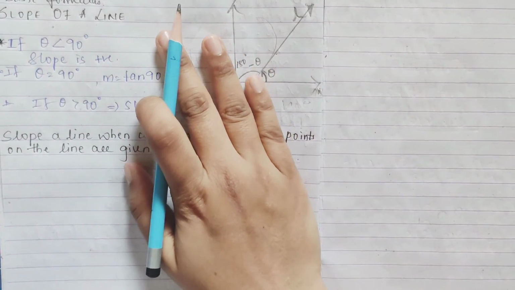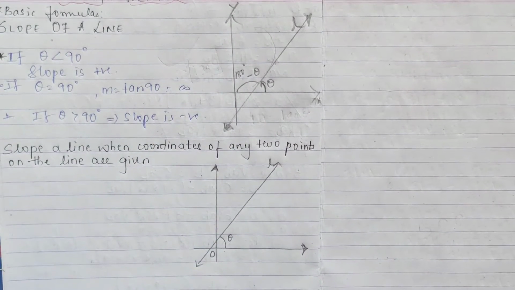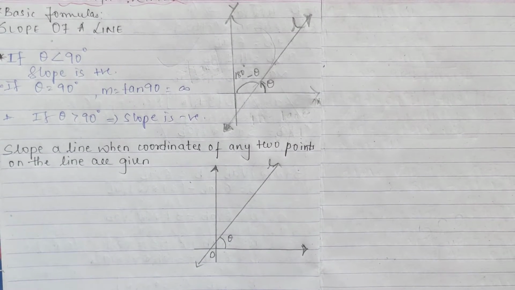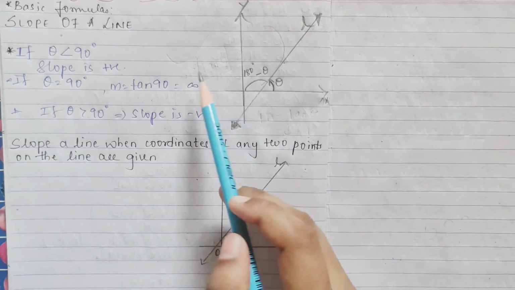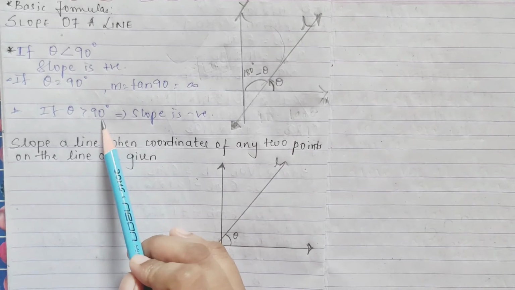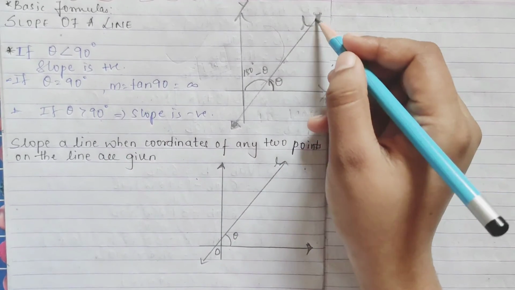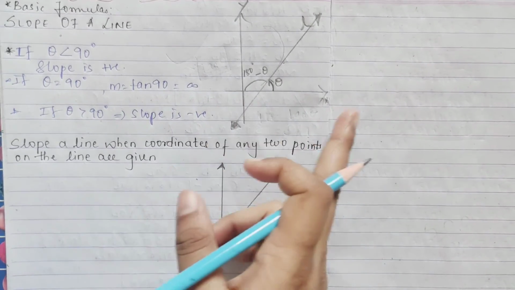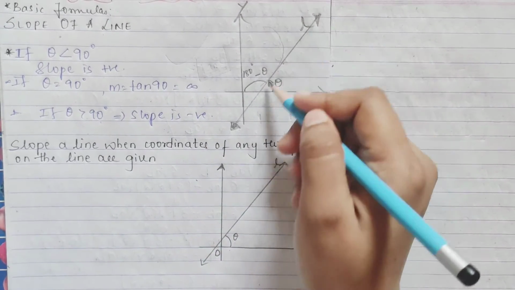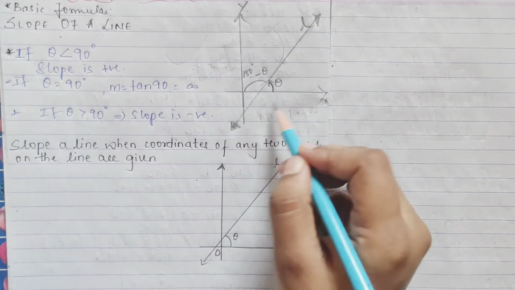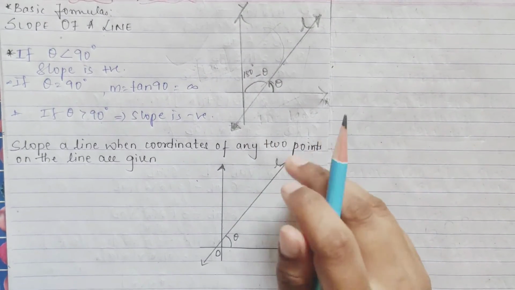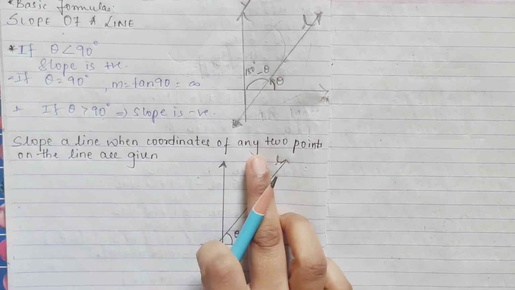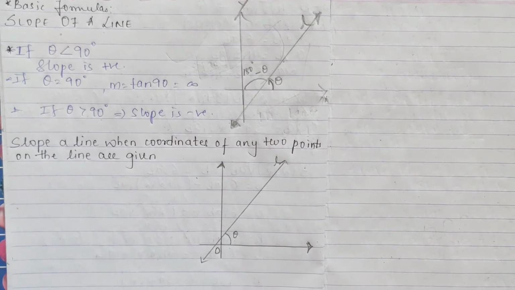If your theta is less than 90 degrees, then the slope you get is positive. If theta is 90 degrees, the slope is not defined, which should be infinity. If it is greater than 90 degrees, the slope is negative. I was considering the direction from the positive x axis, so it depends on that. Now we'll see the slope of a line when the coordinates of any 2 points of the line are given.